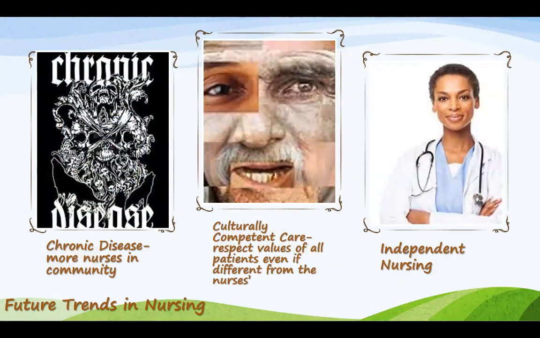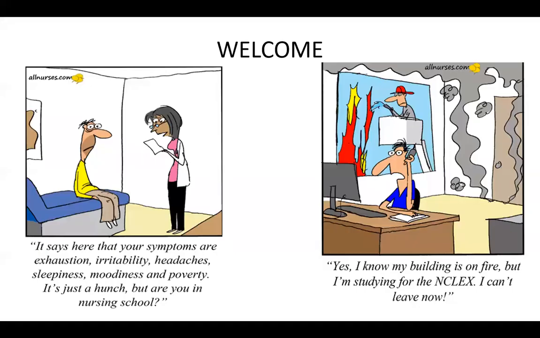Because we have so many older people, and the older you get, the more chronic diseases you have because your body's wearing out, we're going to see a lot more chronic diseases to manage. Now we have culturally competent care with all the different cultures of all the different people in our country, and continually increasing. We have to be mindful of that. And then we have nurses that are more independent now, like nurse practitioners can be in a clinic all on their own in some states. So that's changing in the future.